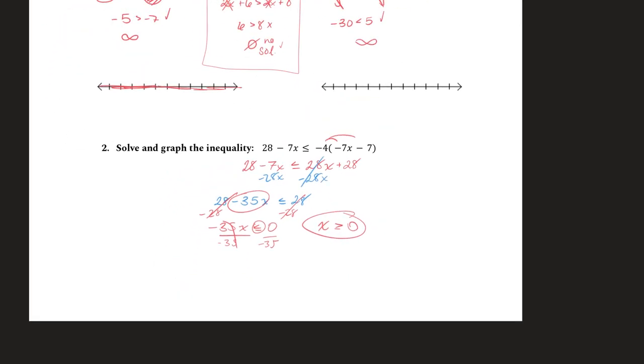Okay, so let's graph it. We're just going to put a point right here, at 0. And now, greater than or equal to, you got to fill it in, and the greater than direction would be that way. All right, so going to the next page.